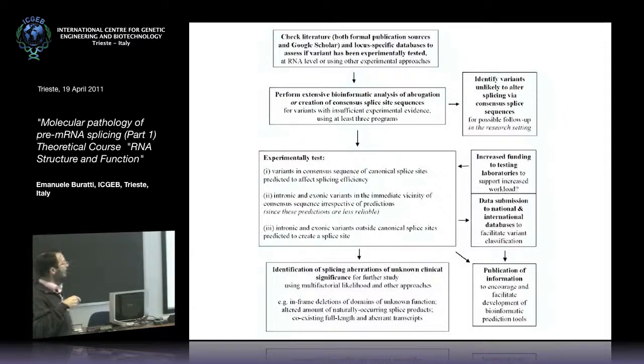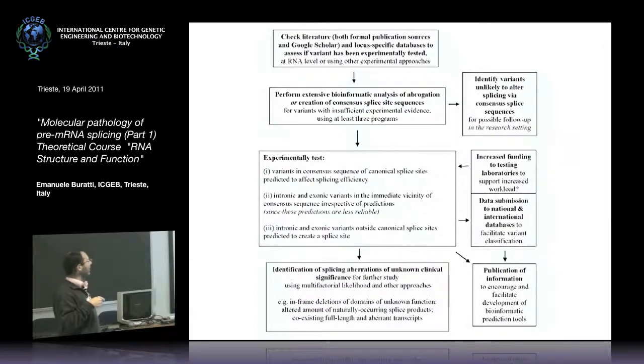So this may sound a little bit trivial, but check the literature. Now it's very easy to do. Very often maybe your variant has already been experimentally tested, and so that will save a lot of your work. Perform the bioinformatic analysis.